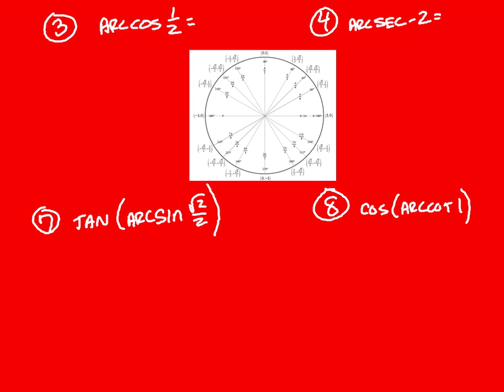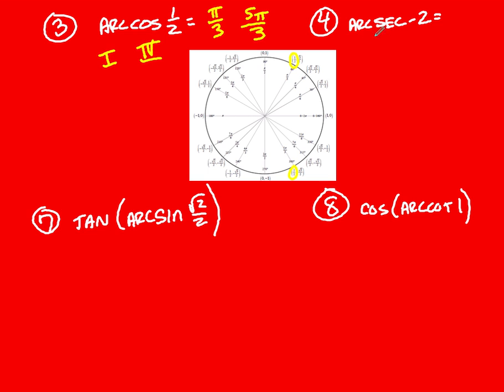Arc cosine of 1/2. So when is cosine, the x value, equal to 1/2? Well, in quadrant 1, that's again here at pi over 3. But I also need to know the other place where cosine is positive. That's in quadrant 4. So in quadrant 4, pi over 3 here would be the equivalent of 5 pi over 3, or 300 degrees if you're doing it in degrees. So those are your two answers. And again, you can find that just by looking there at the x values if you know the entire unit circle as well. For number 4 here, arc secant.